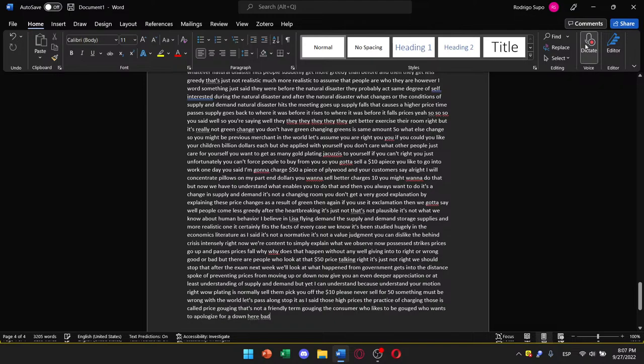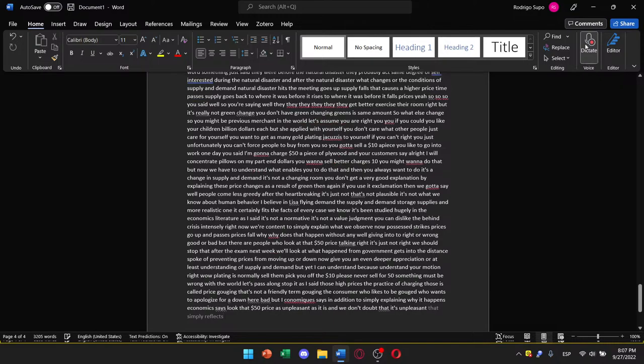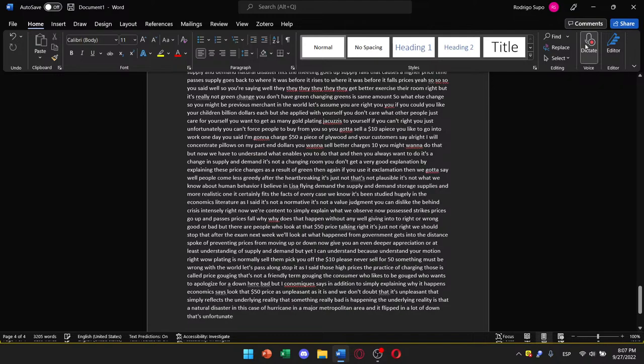Bad. What economics says, in addition to simply explaining why it happens, is look, that $50 price, as unpleasant as it is, and we don't doubt that it's unpleasant, simply reflects the underlying reality that something really bad has happened. A natural disaster, in this case a hurricane, hit a major metropolitan area and inflicted a lot of damage. That's unfortunate. We all wish that wouldn't have happened. But it did happen. It wasn't caused by the merchants. It wasn't caused by consumers. It was caused, as they still say in the law, by an act of God.